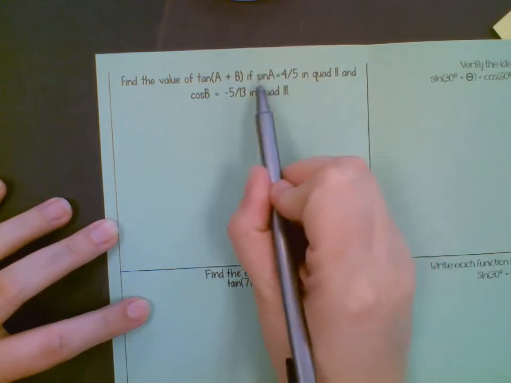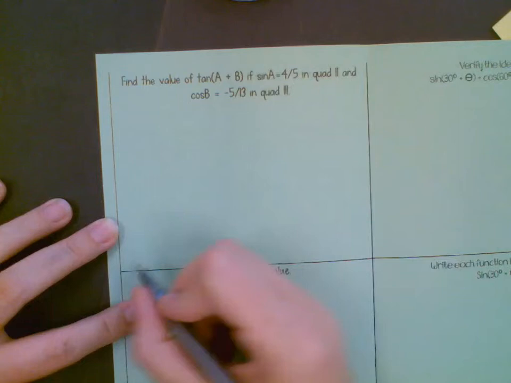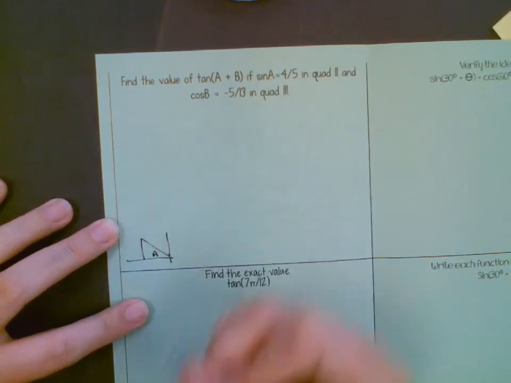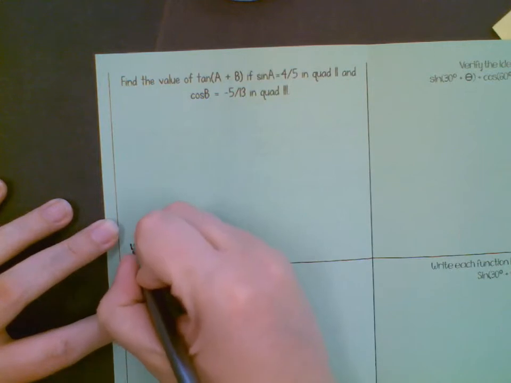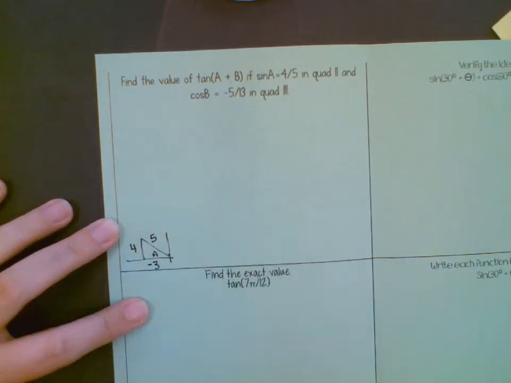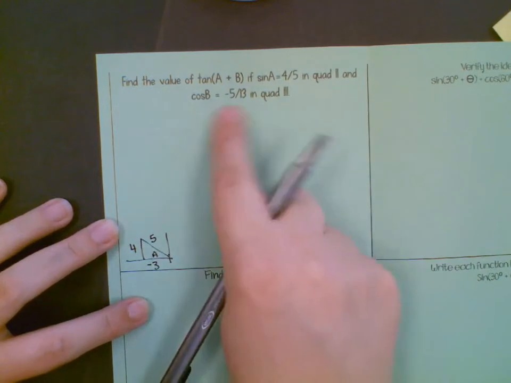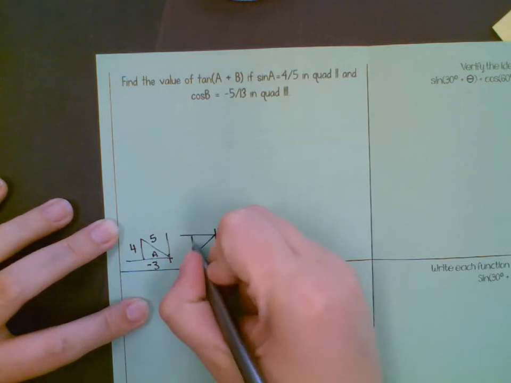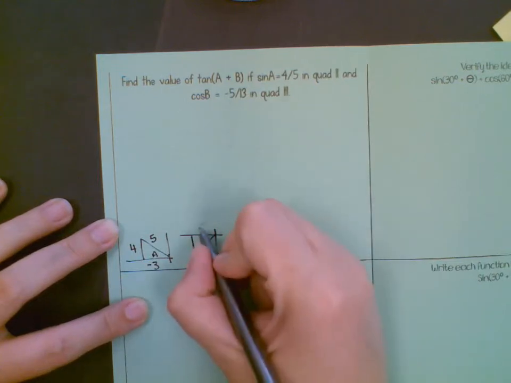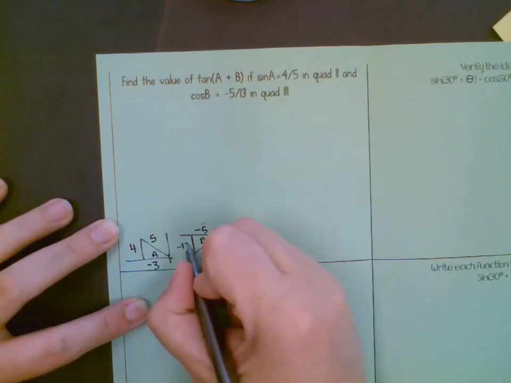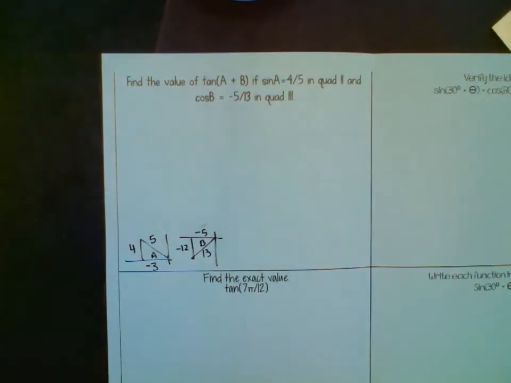It says that A is in quadrant 2. So here's my angle A, and they gave us that sine is 4/5. If we do the Pythagorean theorem, we get negative 3 for the other side. Our B is in quadrant 3, and they gave us that the cosine is negative 5 over 13. So that means the opposite is negative 12.